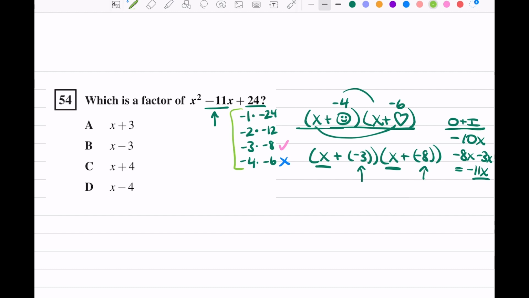As you get more comfortable with factoring, the quicker way to find your smiley face and heart is to look at your options here and see which pair adds up to negative 11. Because your O plus I is just going to have an x on each of these numbers. So negative 3x minus 8x is negative 11x. Or you can think negative 3 and negative 8 give you negative 11. That's the quicker way of finding these factors. Simplifying our answer, we'll get x minus 3 times x minus 8. The question asked, which of these options is a factor? The only one that's a factor is option B, x minus 3.